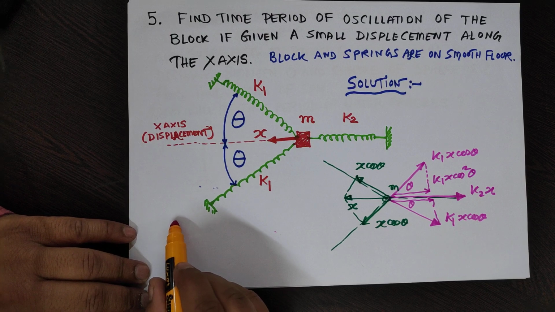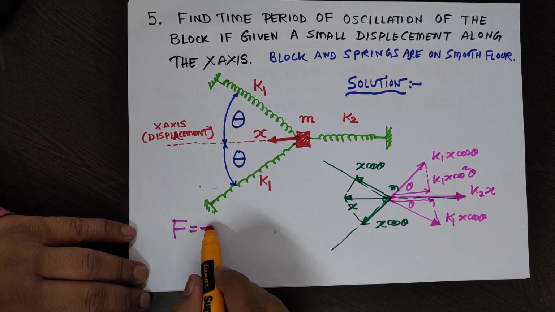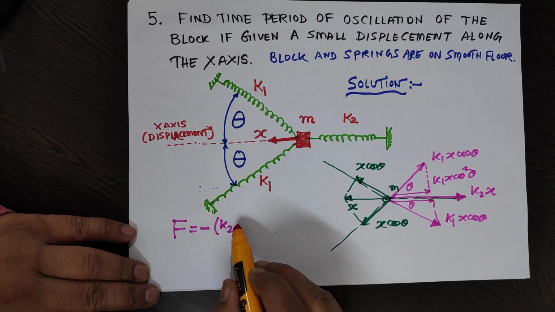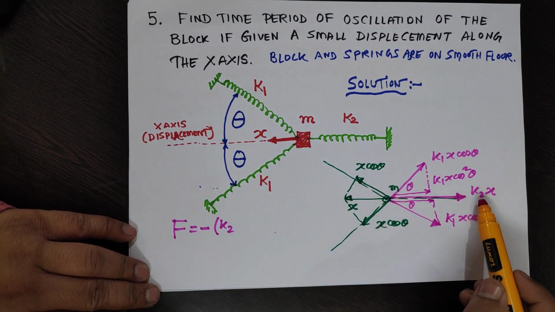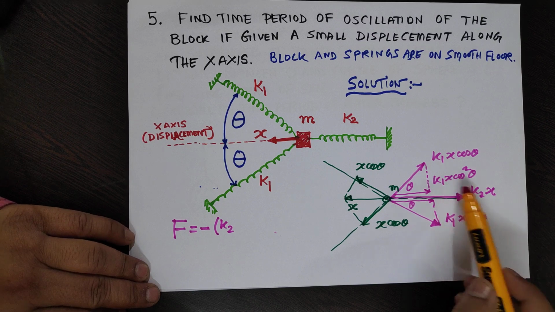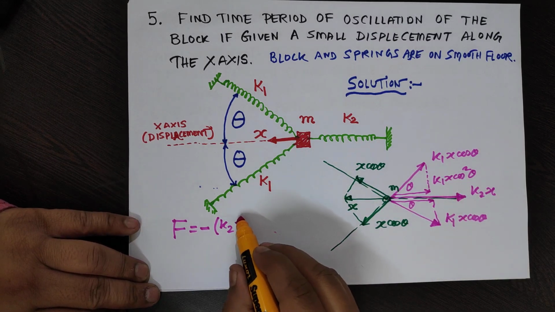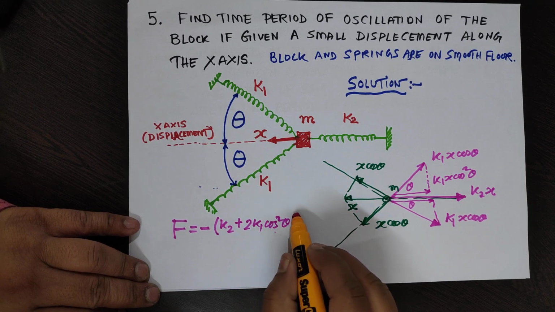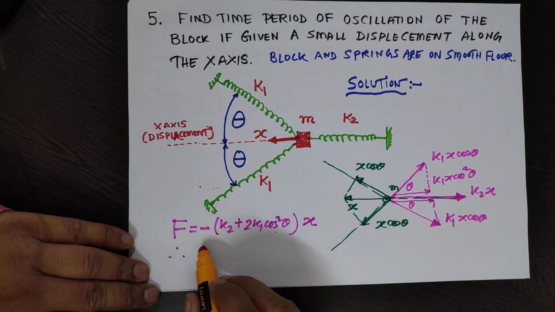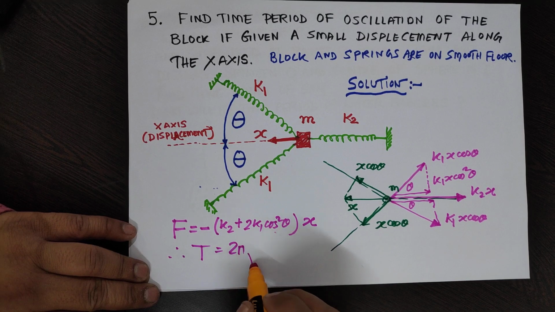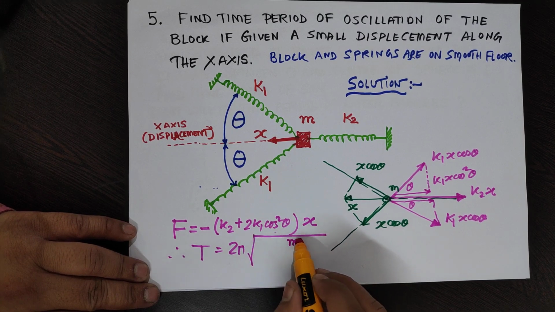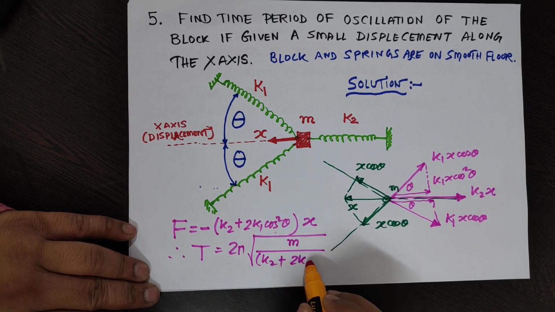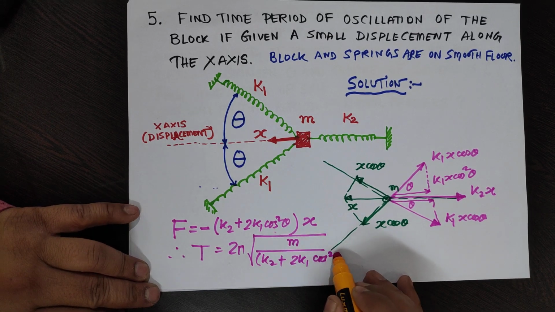So we can write the restoring force F equal to minus of k2x plus 2k1x cos square theta. So k2 plus 2k1 cos square theta multiplied by x. Therefore, the time period is 2 pi root over of mass m divided by this k2 plus 2k1 cos square theta.